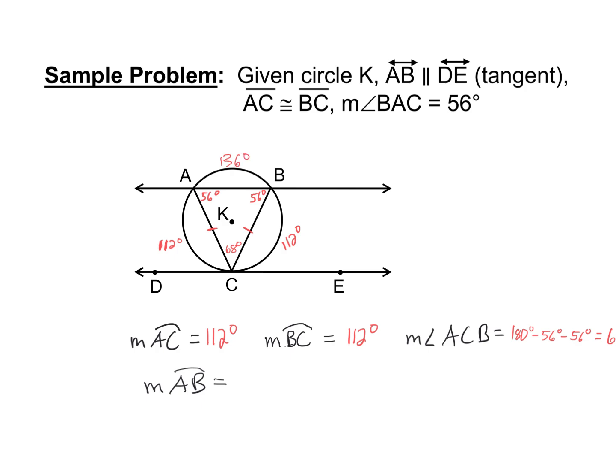Another way to do that would be to take this angle, and since this is the arc for that inscribed angle, this number must be twice what this number is. And one last way that we could have found the measure of arc AB would be to realize that the entire circle has to add to 360 degrees. So 112 plus 112 is 224. What I would need to complete that 360 is that 136 degrees.